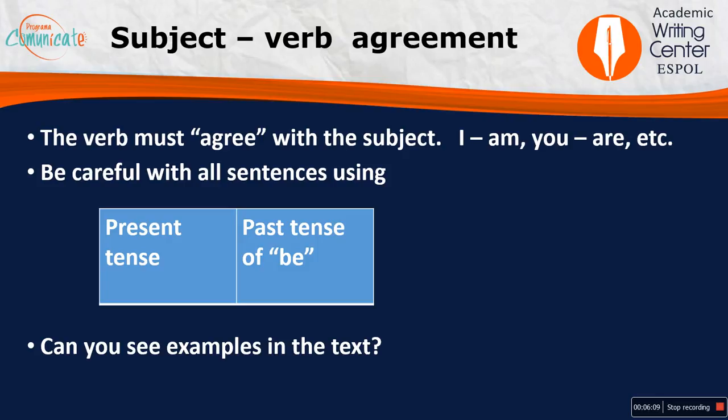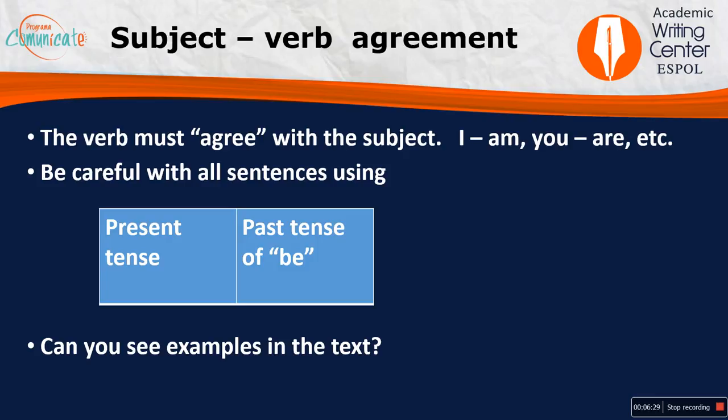We need to take this into account, especially when we're using the present tense and the past tense of be. Not all past tenses, because they don't have multiple forms. Can you see any examples of these in the text? Pause again and have a look.